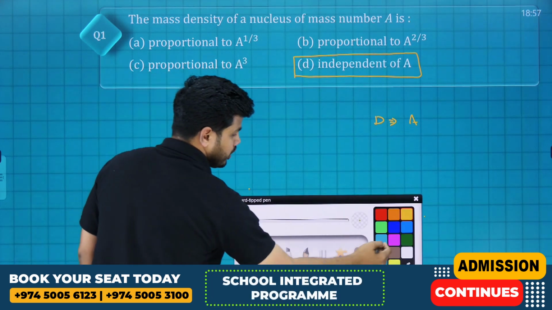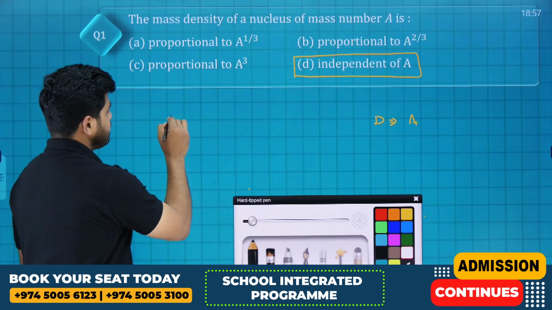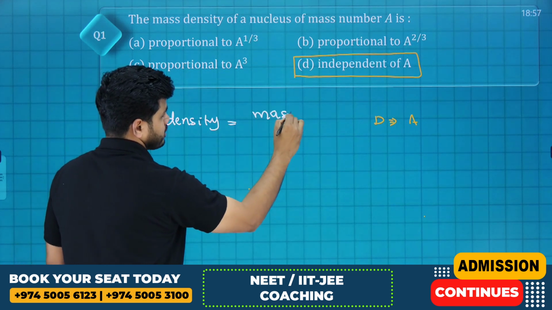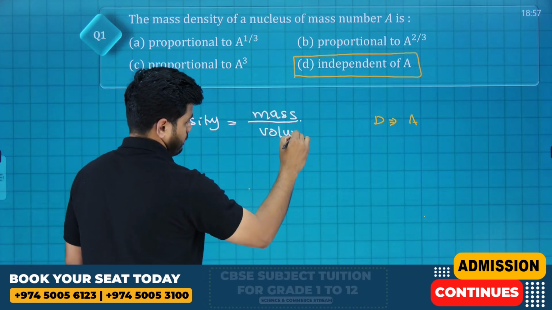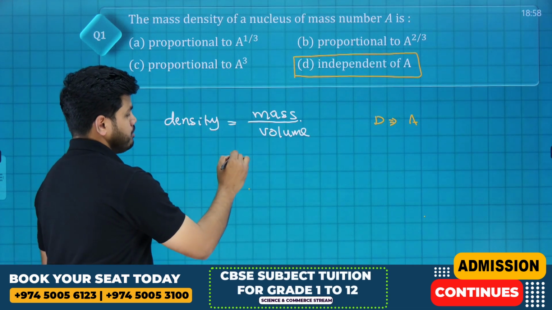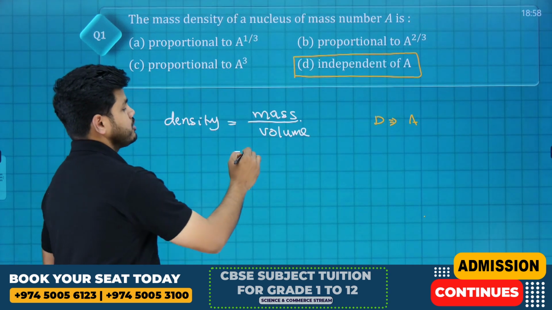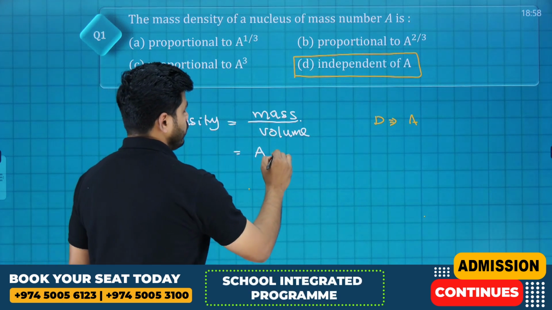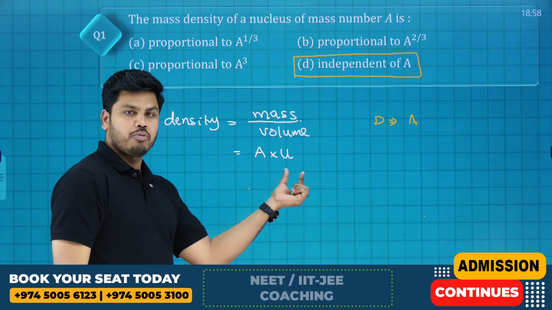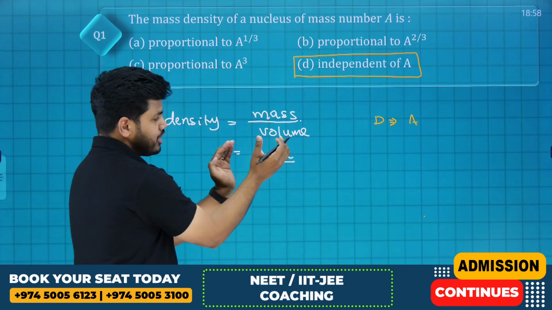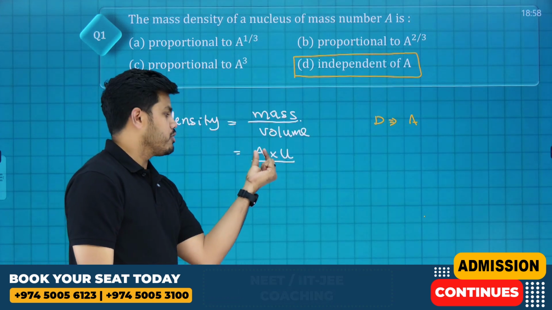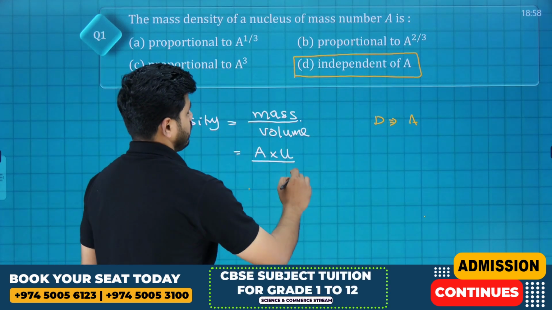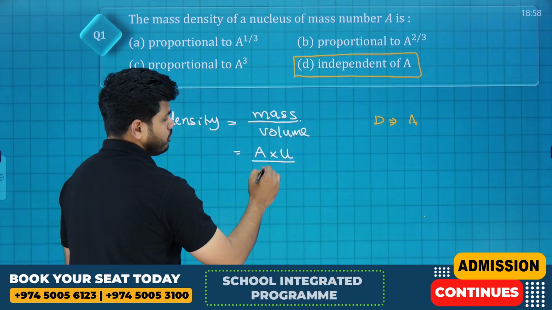See, we know how to calculate density of a nucleus. Density of anything is going to be mass by volume. So mass of the nucleus divided by its volume. And we know how to calculate the mass of a given nucleus. It is going to be the total number of nucleons, which is also called the mass number, into the mass of one nucleon, which is one atomic mass unit. That gives you the total mass of the nucleus, to be divided by the volume.